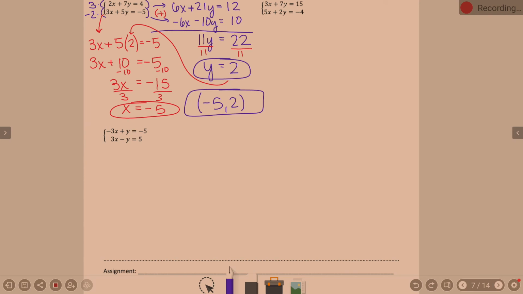Okay. Two more. One more big one, one more small one. 3x plus 7y equals 15. 5x plus 2y equals negative 4. I don't really want to substitute because I don't want to solve either of those for x equals or y equals. Neither of them look fun in that case. So I want to eliminate the way they're set up. They're in that standard form.